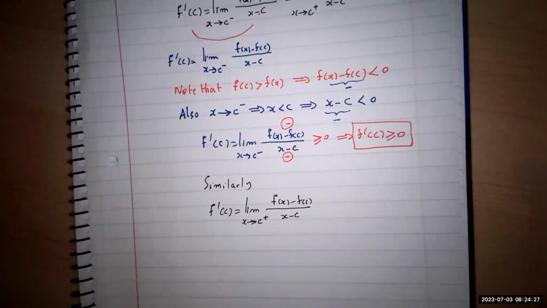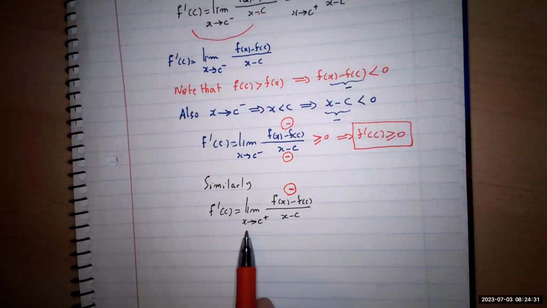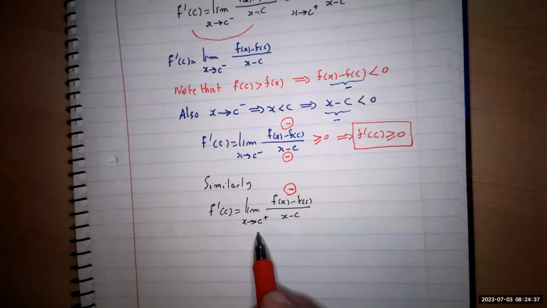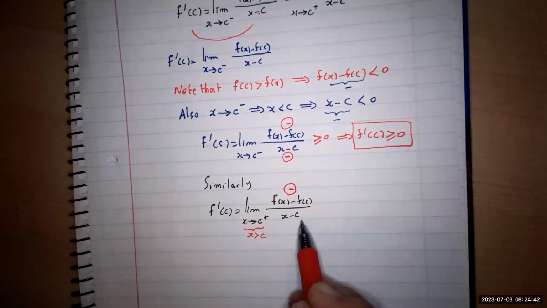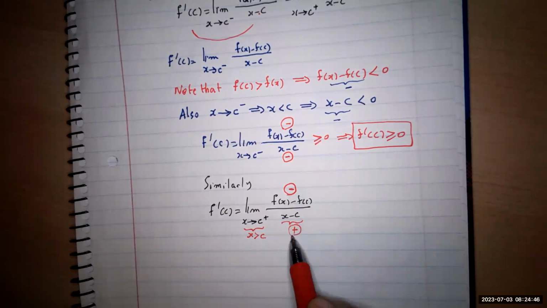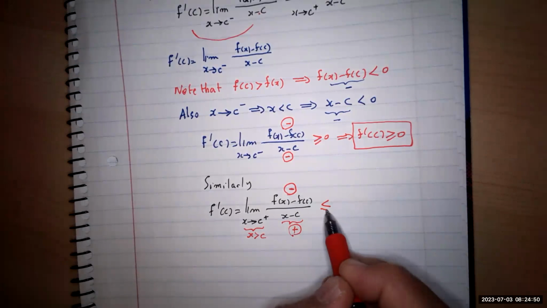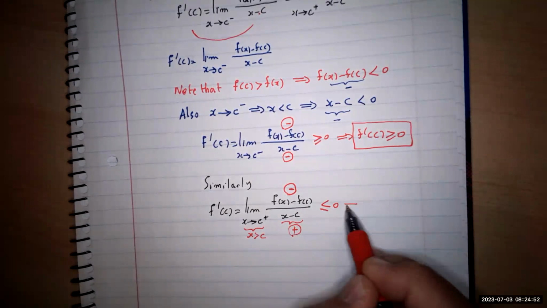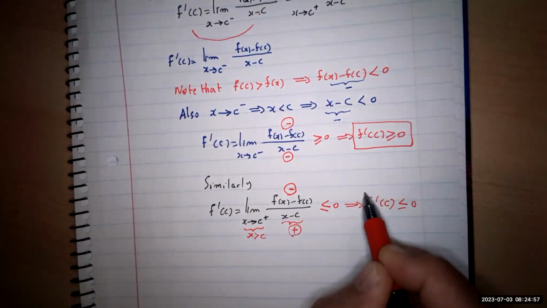You see, remember the top is already negative. But the bottom one, when x goes to c positive, remember it's from the right. When it's from the right, this means x is greater than c. This means the bottom is positive this time. Negative over positive would be negative. So it's a less than, but it may be 0, less than or equal to 0. So this would give you f prime of c is less than or equal to 0. You see?